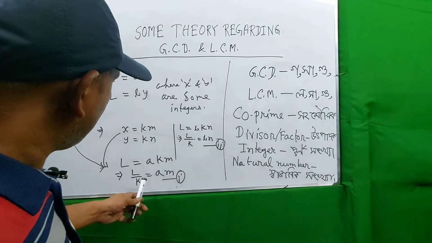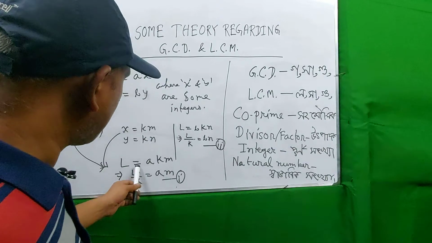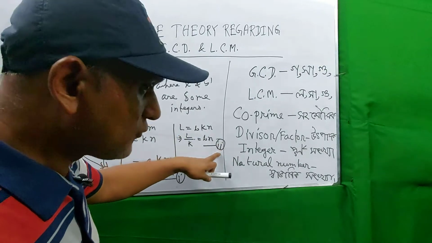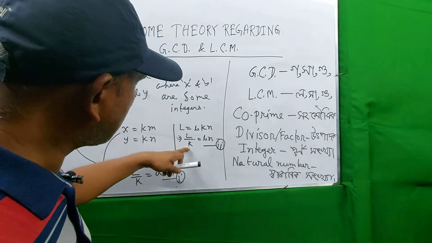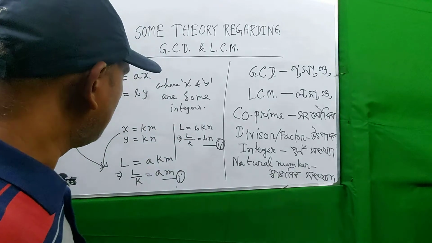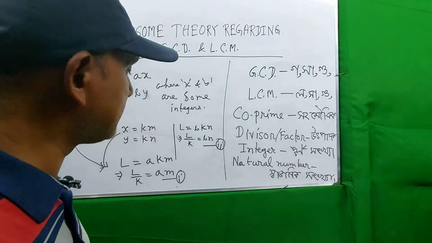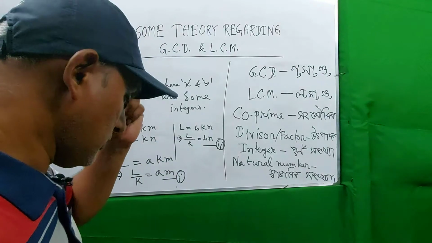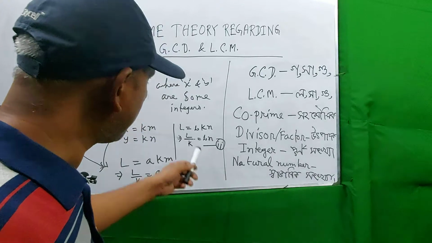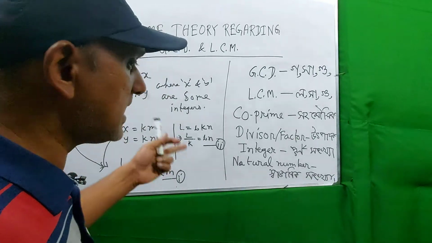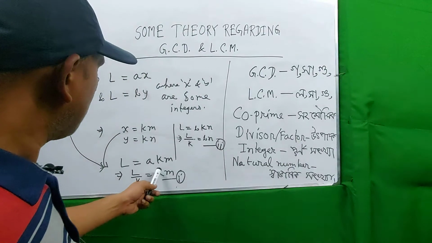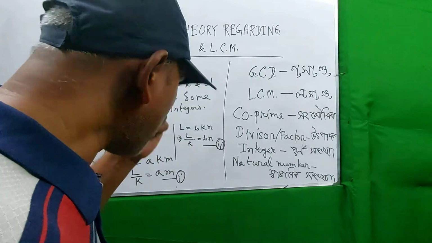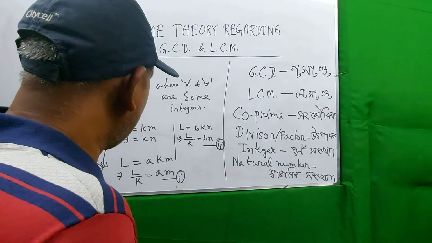So L by K is equal to AM. That means L by K is a multiple of A. From equation 2, L by K is also a multiple of B. That is, L by K is a common multiple of A and B, and which is less than L. Since K is greater than 1, L by K definitely is less than L. So A and B both have a common multiple which is less than L.